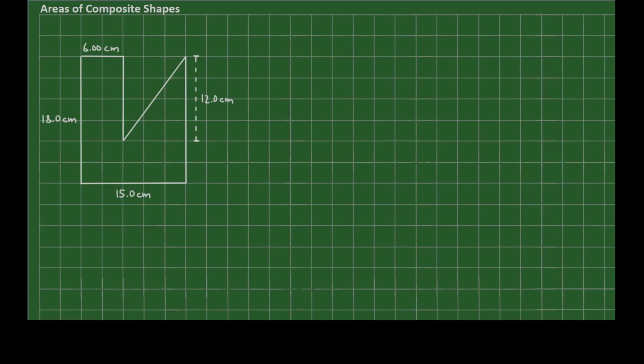Hello good people, I'm going to talk about areas of composite shapes. Composite shapes are shapes for which we do not have a ready-made formula. However, they can be divided into more regular shapes for which we do have area formulas. The area of the composite shape here can be calculated using a number of different approaches.